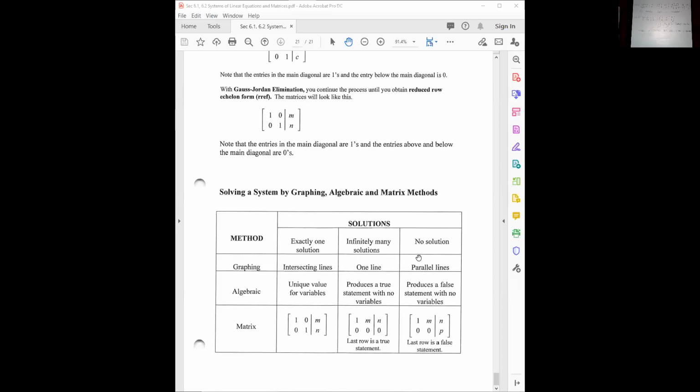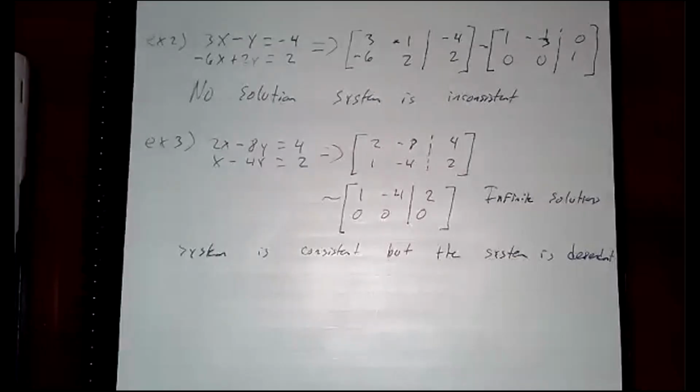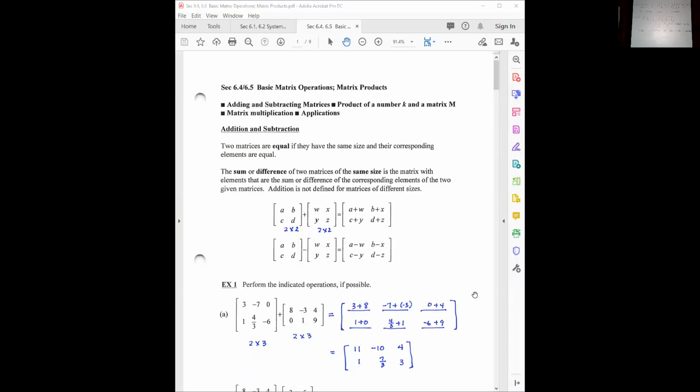Okay. Let's go ahead and move on to the next section. So that's pretty much 6.1 and 6.2. 6.4 and 6.5 are basically operations. And we'll do a couple examples, but in this one, all they're going to show is how to add matrices.